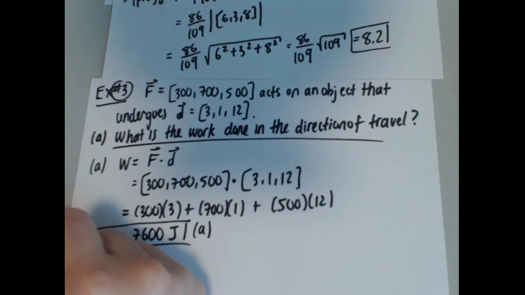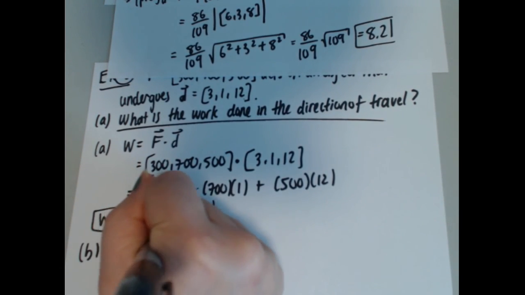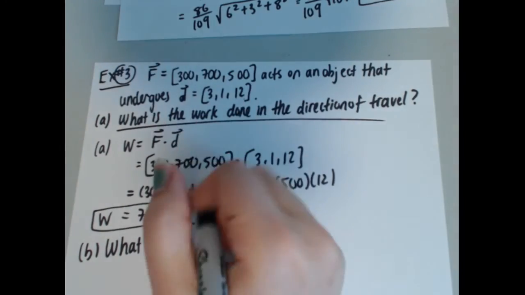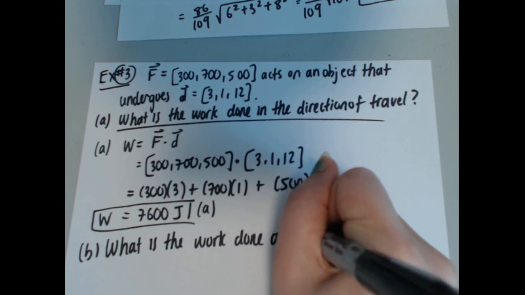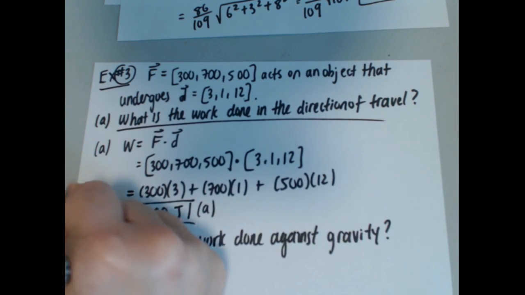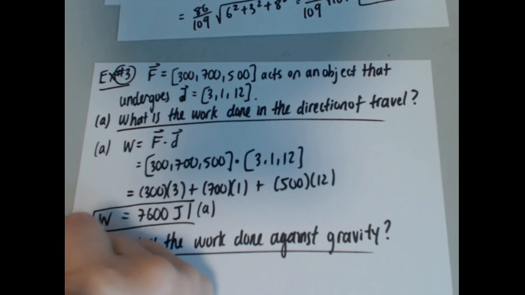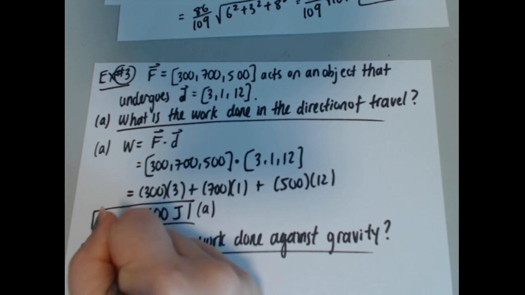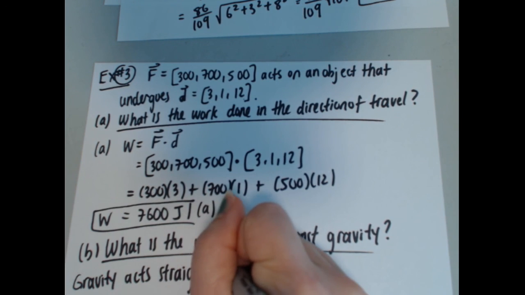Okay. Now part B. What is the work done against gravity? In order to find the work done against gravity, you have to find the work done by gravity. Now, gravity acts straight down. So just ask yourself, what direction is that?